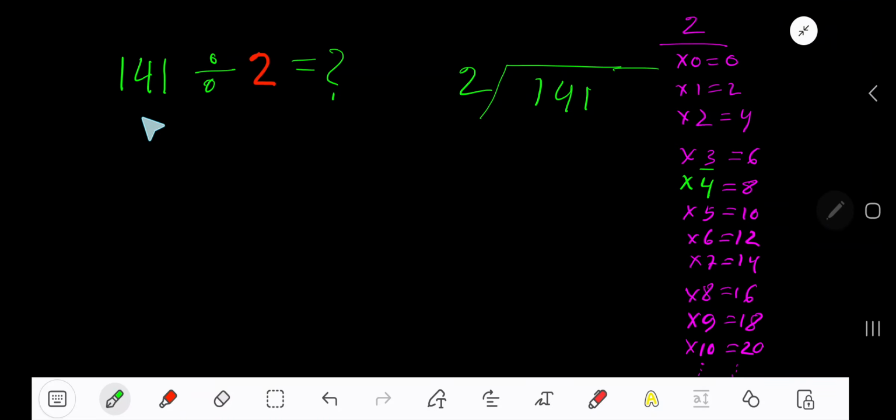141 divided by 2. Here 2 is a divisor, so we need the multiplication table of 2. 2 times 0 is 0, 2 times 1 is 2, 2 times 2 is 4, 2 times 3 is 6.